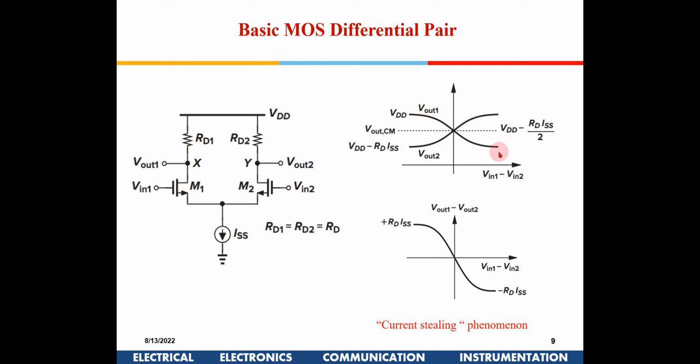But sir, this Vout2 is going till VDD minus RD ISS, but Vout1 is going till VDD. VDD minus RD ISS by 2 is the midline here. No, VDD minus RD ISS is the negative most. This will also come to that value. When no current is flowing, it will be VDD. The other condition is when full ISS is flowing. It cannot go more than that. So that is the minimum limit. Is it okay with all of you? So we move ahead.